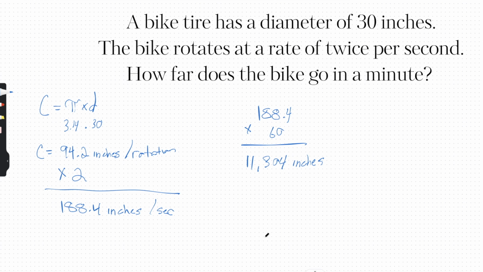But basically, the way we did this is we first figured out what the circumference was. And then we know that every second it rotates 2 times. And then once we have the distance traveled per second, we multiply it by 60 to get the total distance.